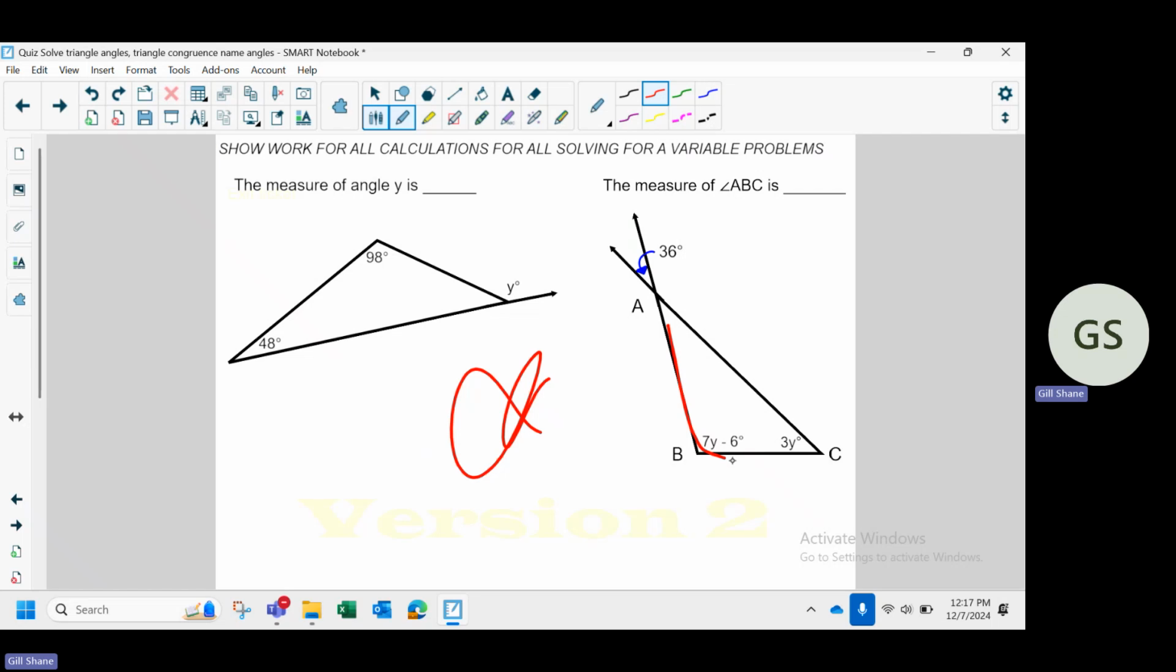This is the angle. We just follow the letters. We go from A to B to C. So that right there is angle ABC. So I wanted you to plug in 15 for Y, which is what we just got when we solved. So 7 times 15, that's the Y. Subtract 6 would be the measure of that angle. So 105 subtract 6, so 99 would have been the measure.